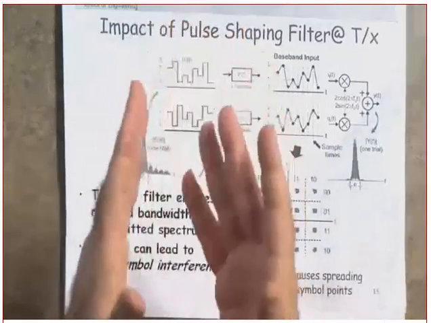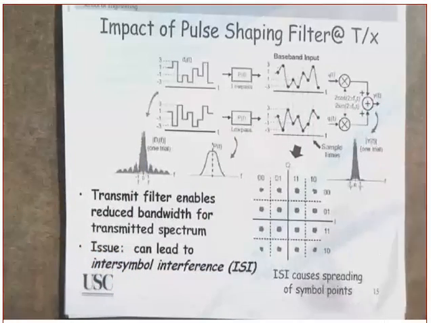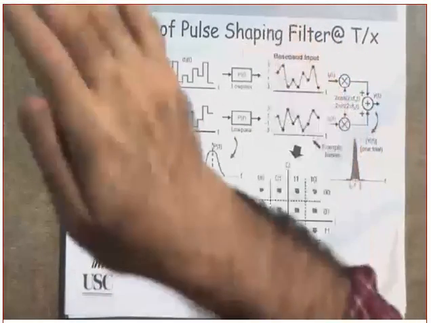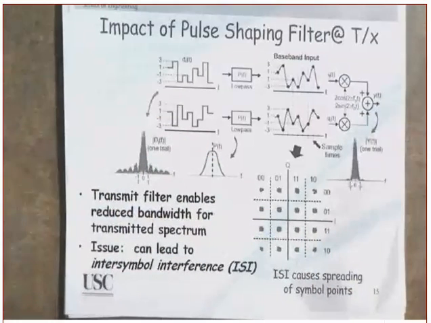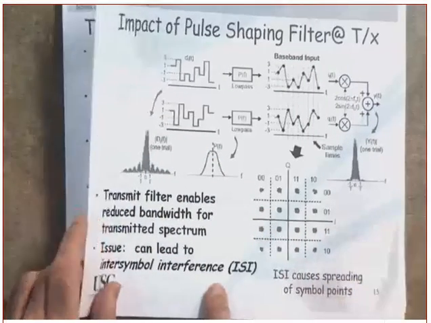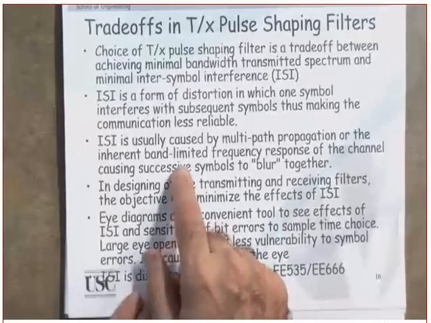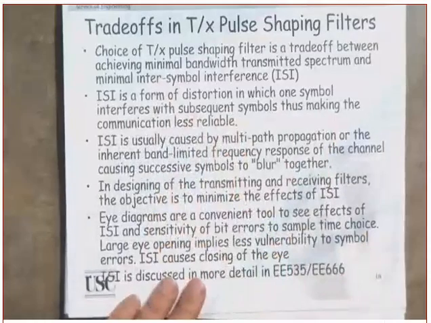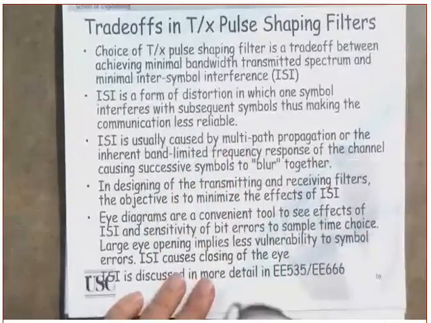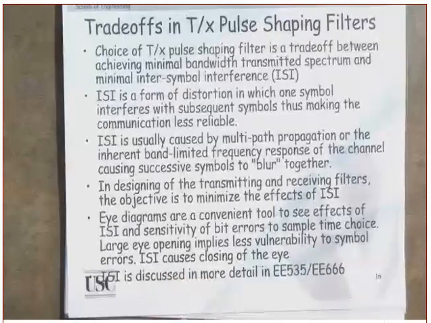The ISI, they call it self-interference. Self-interference means you are interfering with yourself. Nobody else is interfering with you. Clear? Okay. So it will result, as I was showing just a second ago, in a problem called ISI. ISI, again, as we said last time, is a form of distortion in which one symbol interferes with subsequent symbols, making the communications less reliable. Less reliable means the receiver is going to make lots of errors.